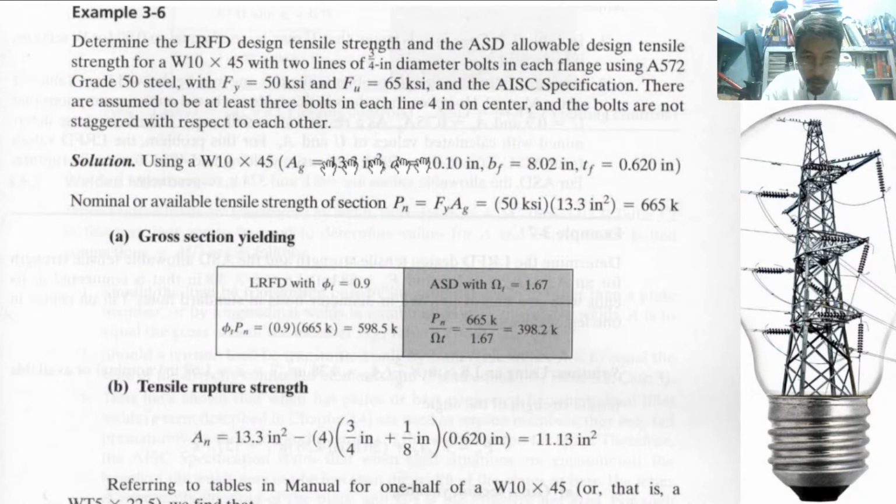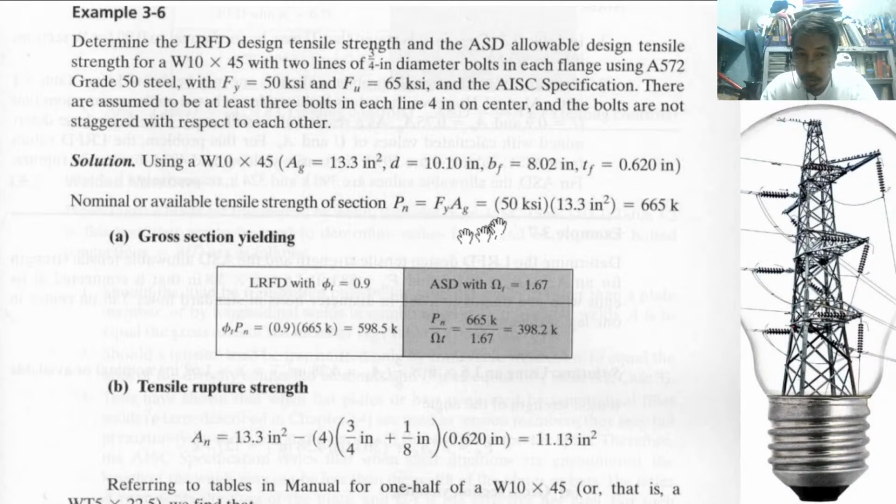So therefore, you have the following. There are different types of tables. There are tables that are too detailed, and all of these are right on the table. Now we have to look at the nominal or available tensile strength of the section. So nominal, from our formula.